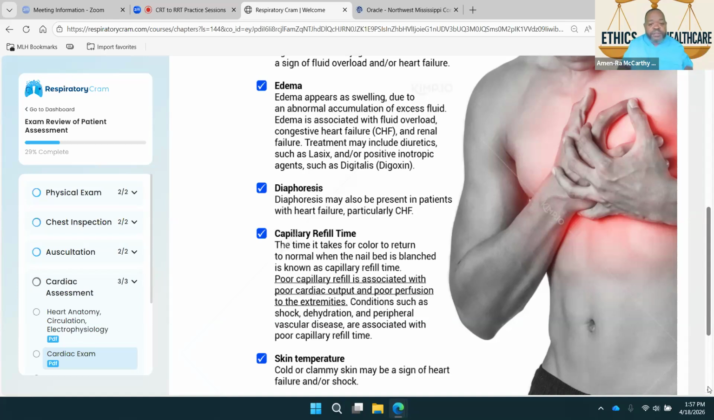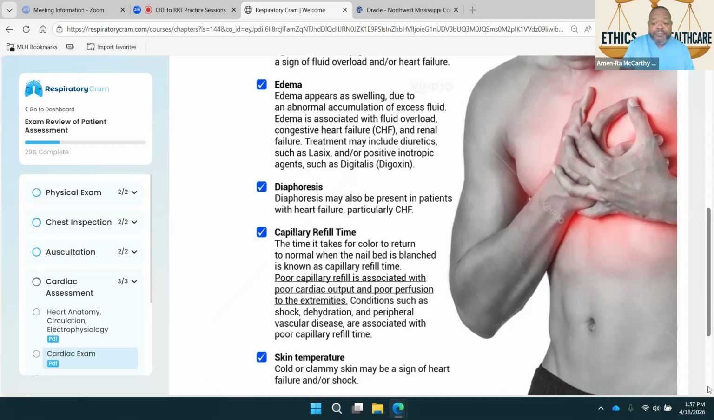Diaphoresis, that's when somebody's simply sweating real profusely, right? You see that in people with heart failure. Capillary refill time, right?